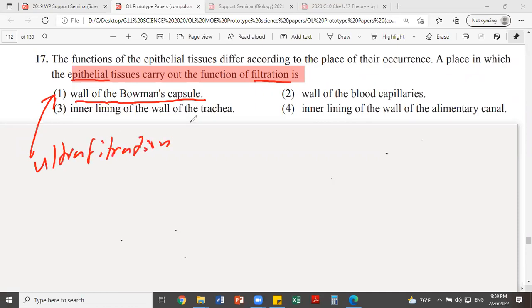Ultrafiltration. The wall of the trachea, the inner lining, that is diffusion, not filtration. The wall of the blood capillaries and the inner lining of the wall of the alimentary canal is active absorption. Question number 18.